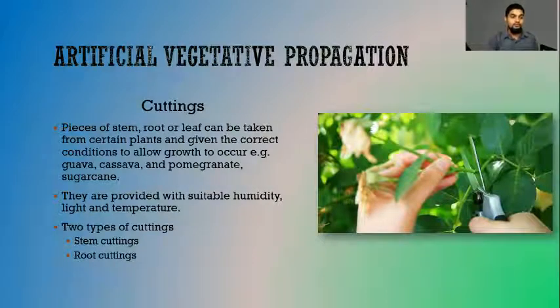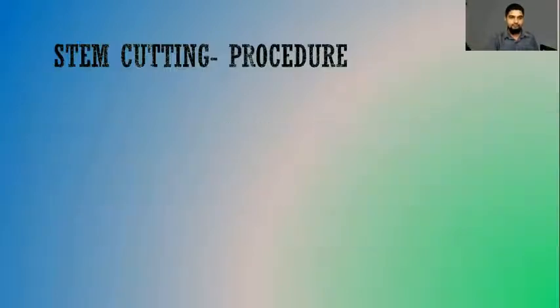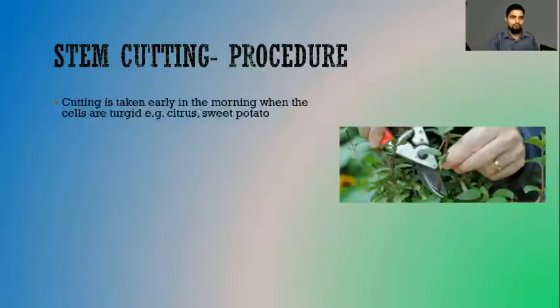There are two types of cuttings: we have stem cuttings and we have root cuttings. So we'll go through the stem cutting in a little bit more detail now.